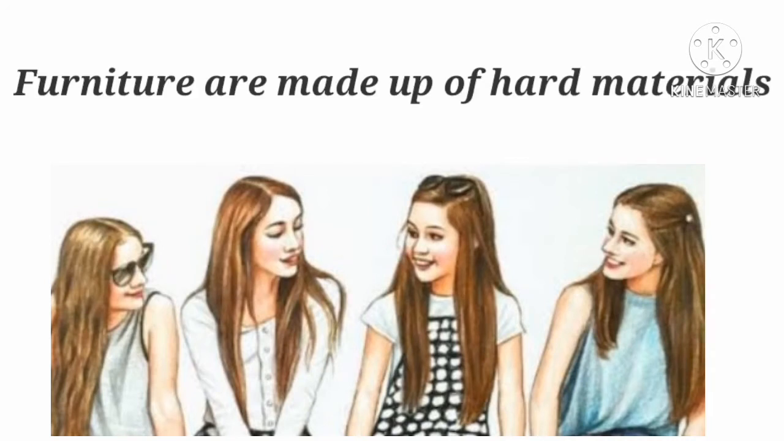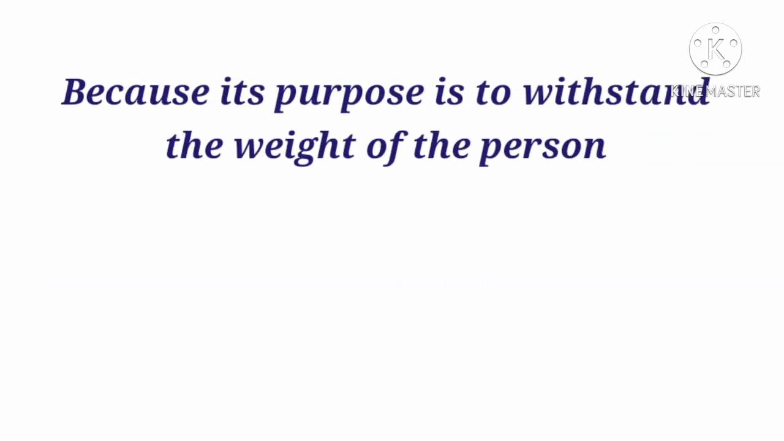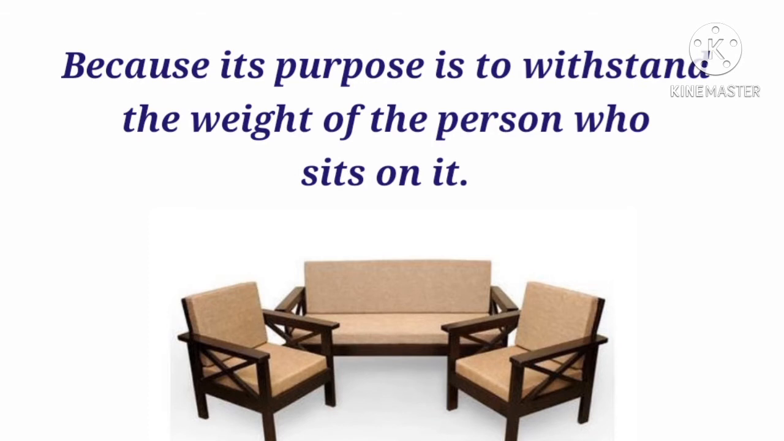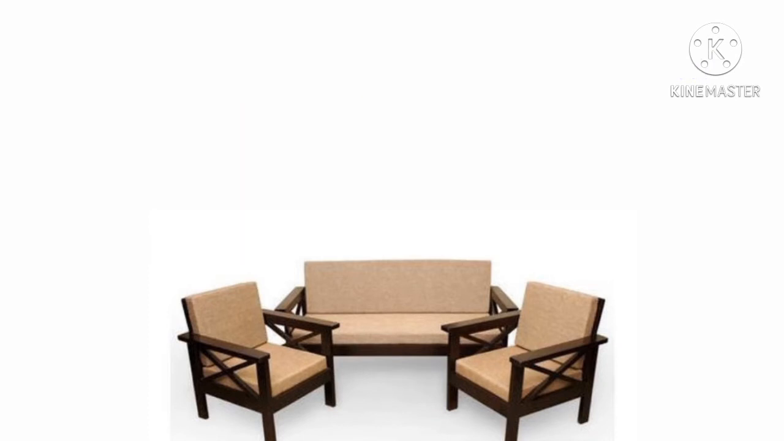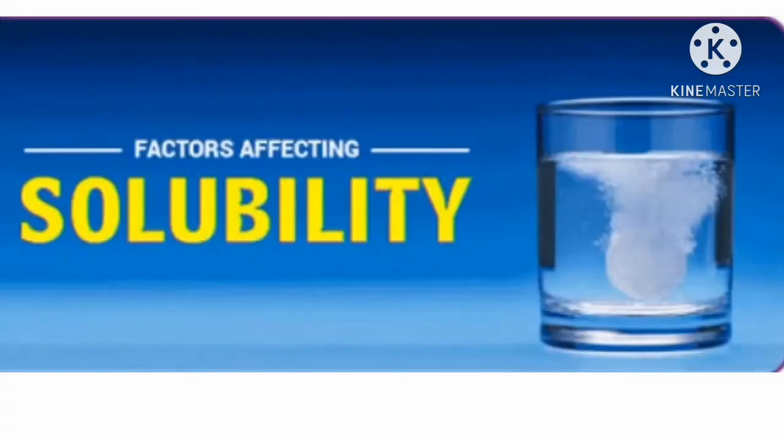For example, cotton, sponge, rubber are soft materials. Children, furniture is made up of hard materials because its purpose is to withstand the weight of the person who sits on it. And the cushions on the sofa are made of cotton or sponge because it is a soft material and makes us comfortable to sit on.